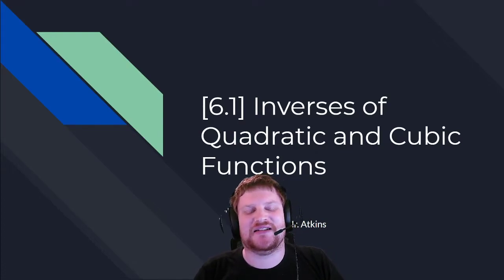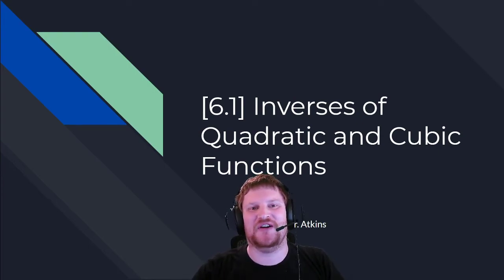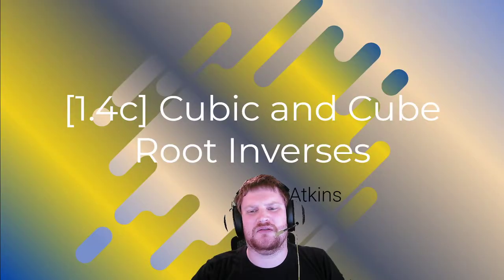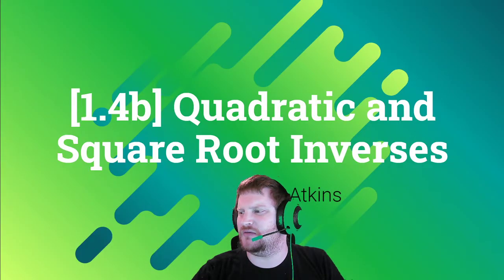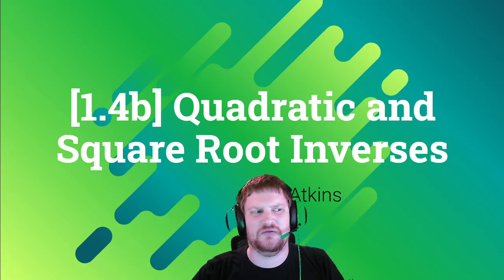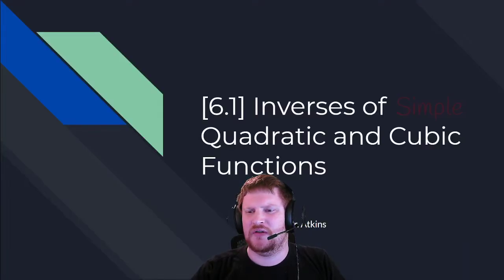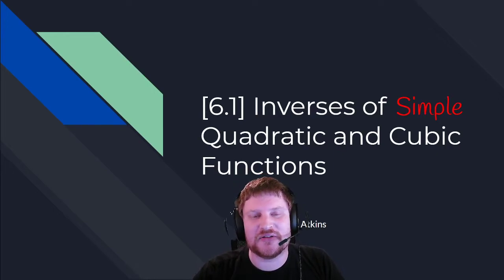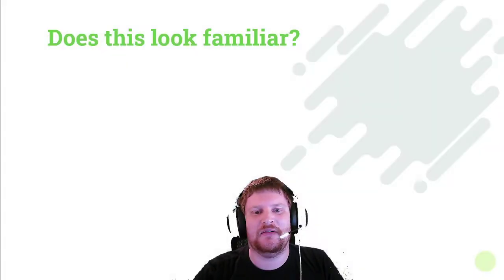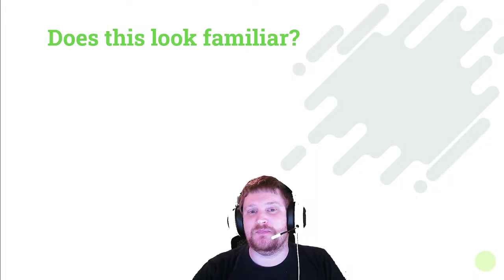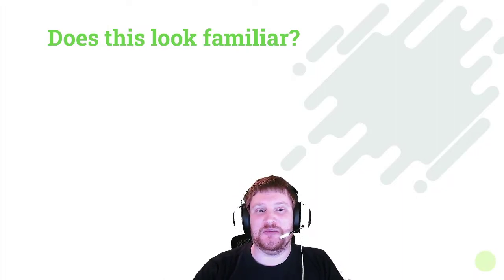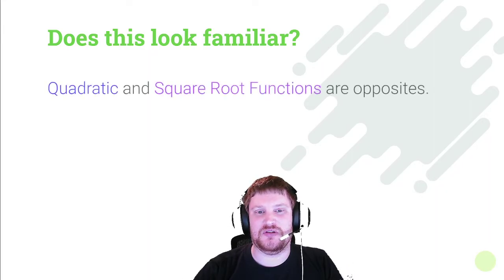Unit 6, 6.1, inverses of quadratic and cubic functions. Wait a minute. That sounds a lot like cubic and cube root inverses and quadratic and square root inverses. And we're even going to be working with simple ones? Bet. So, obviously I'm being a little silly here, but does this look familiar?